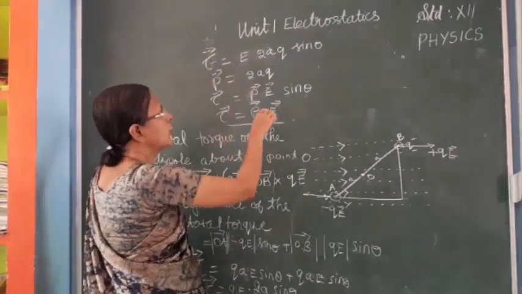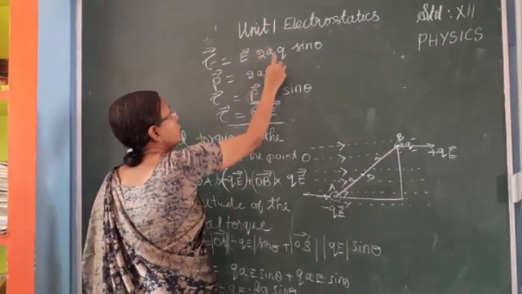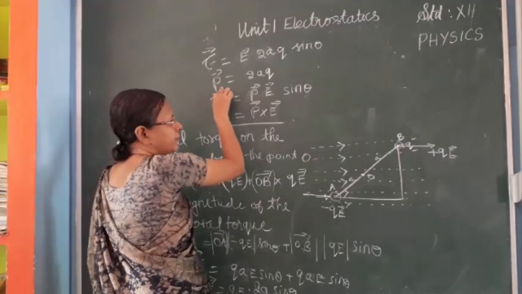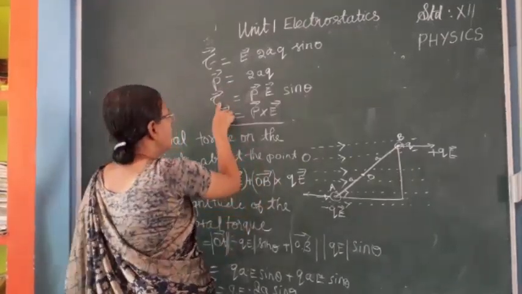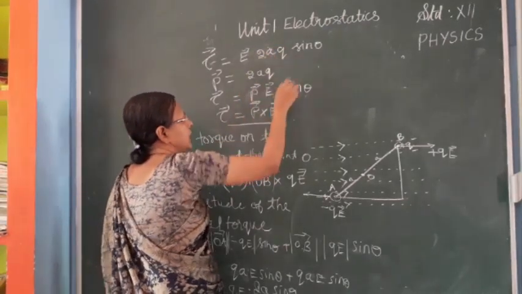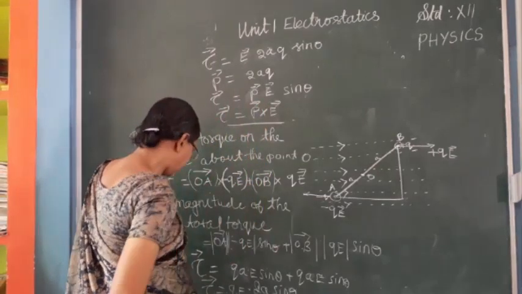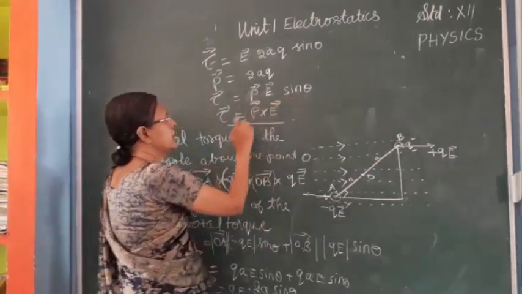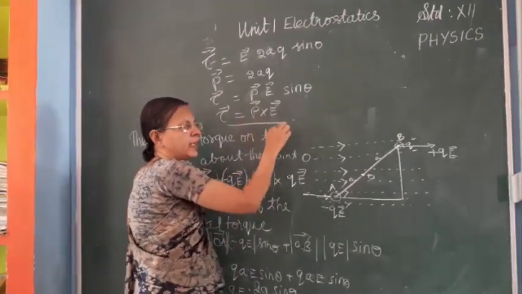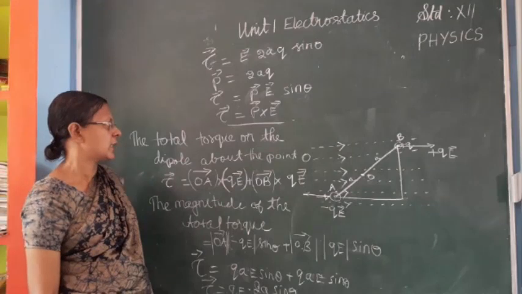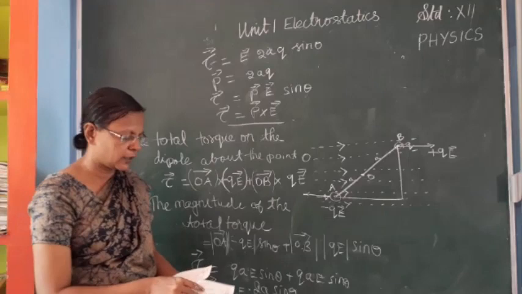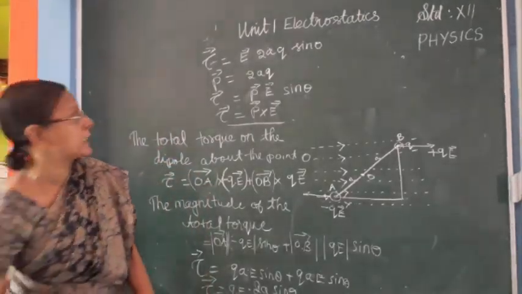Tau vector is equal to E vector times 2AQ sin theta. What is 2AQ? We know it is the electric dipole moment for this electric dipole. So tau is equal to PE sin theta, that is P cross E. So tau is equal to P cross E, P vector cross E vector. Did you understand now? In the next part we will learn electrostatic potential and potential energy.